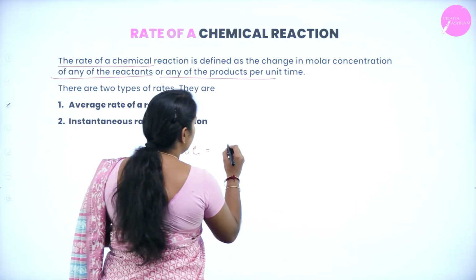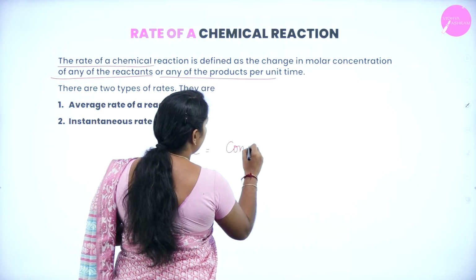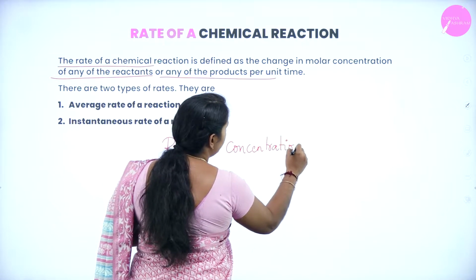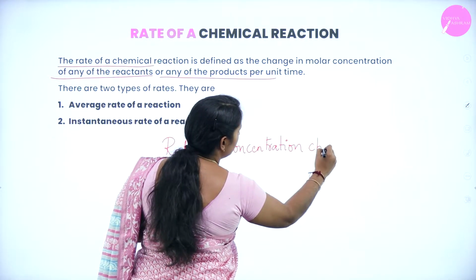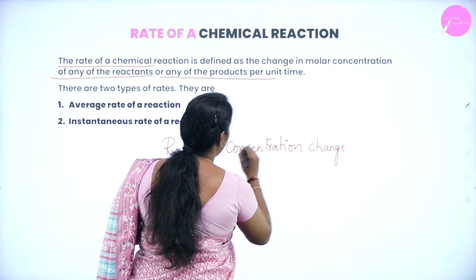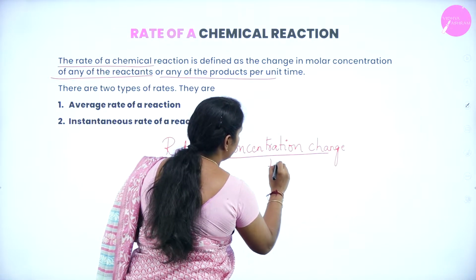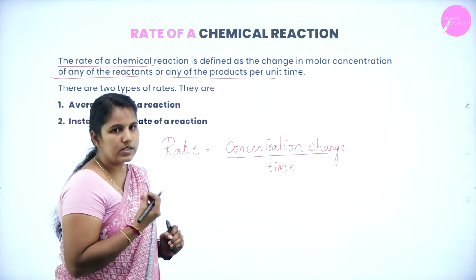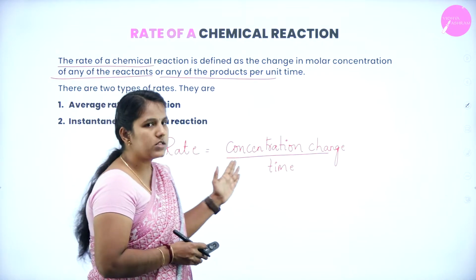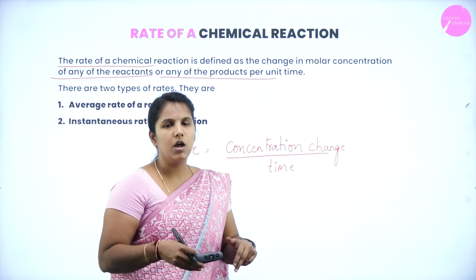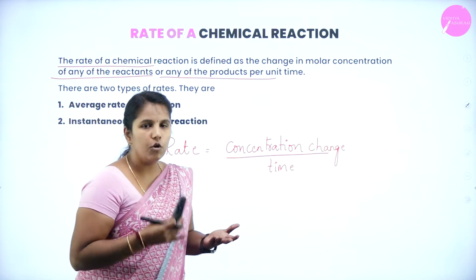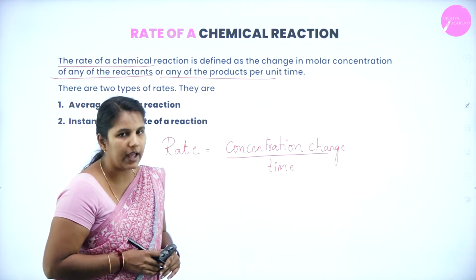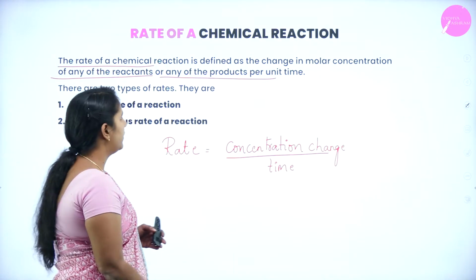Or you can write concentration change divided by time. Divided by time is said to be rate. So, what is the rate? Rate is nothing but a concentration change divided by time, or you can easily define it as the molar concentration of the reactant or product in a particular time is said to be the rate of the reaction.